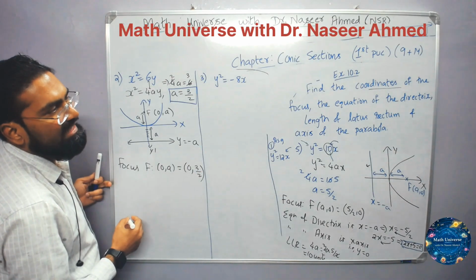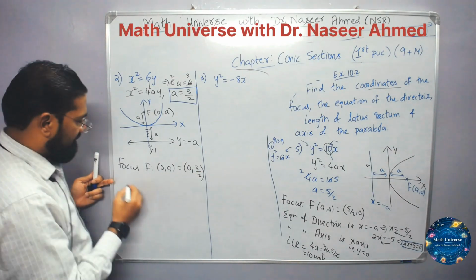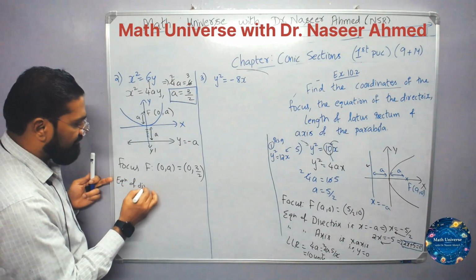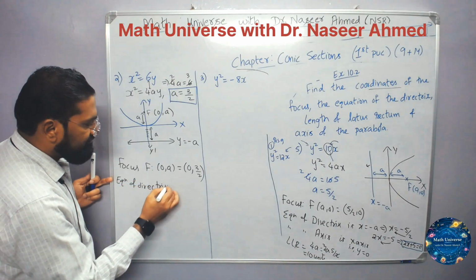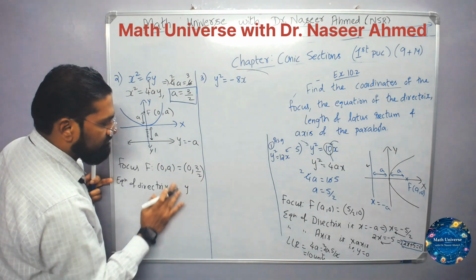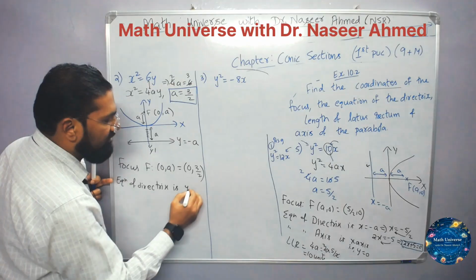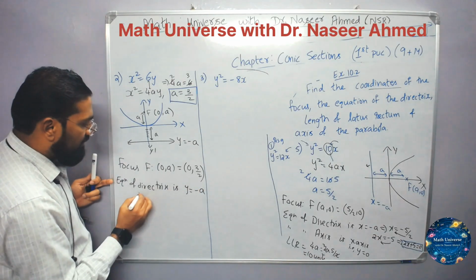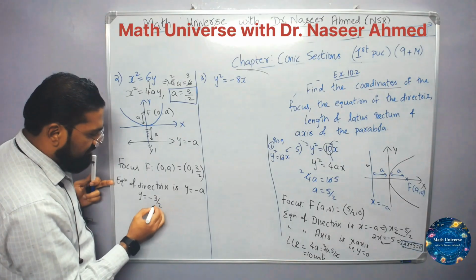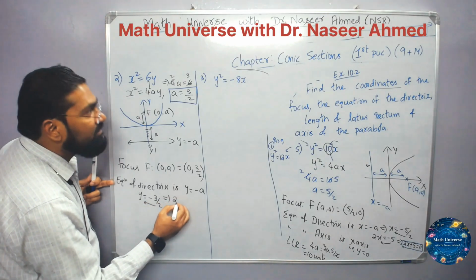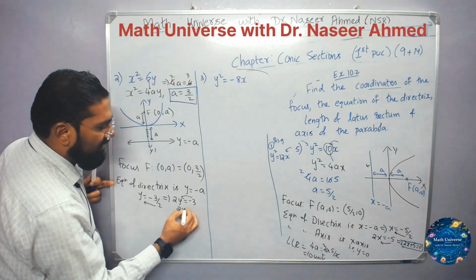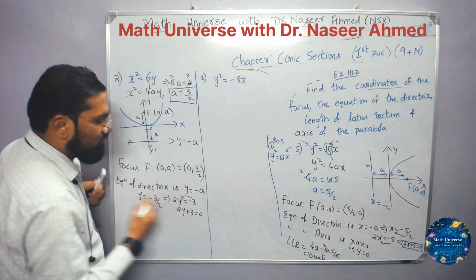Next comes what? Equation of directrix. Okay, so equation of directrix is y equal to, write it properly, y equal to minus a, but what is the a value? 3/2. Substitute, again simplify, cross multiply, what do we get? 2 times y is equal to minus 3, transpose, or 2y plus 3 is equal to 0.